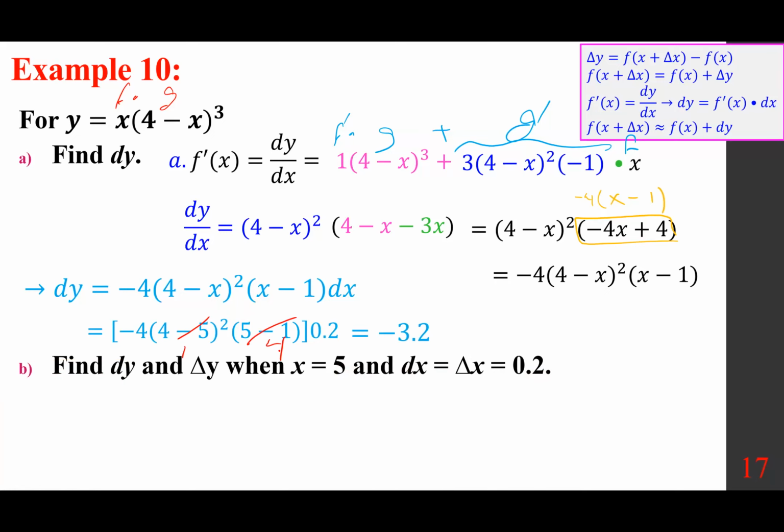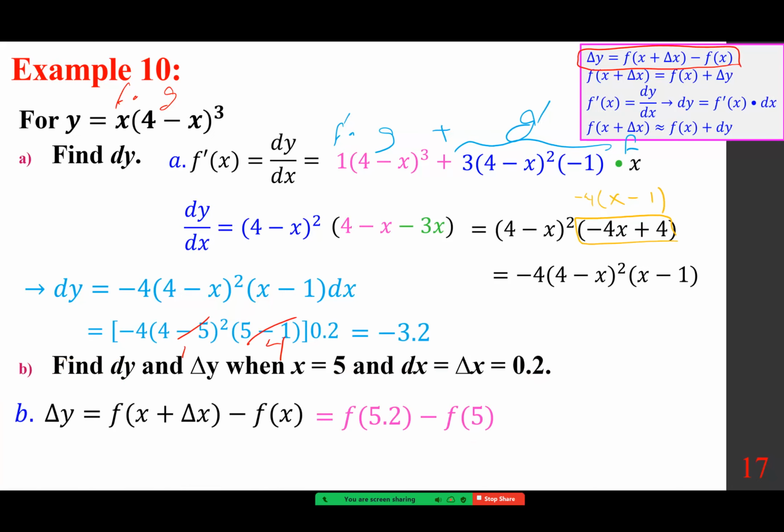What is delta y? Let's go back up here. Delta y is f of x plus delta x, f of 5.2 minus f of 5. And I'm going to leave it for you to do that. Basically, you go to this function, plug in 5.2, gives you minus 8.64. Plug in 5, gives you 5. That's easy to see, 4 minus 5. Okay, becomes negative 1 cubed is negative 1 times 5 is negative 5. With this minus is plus, so we get negative 3.64.